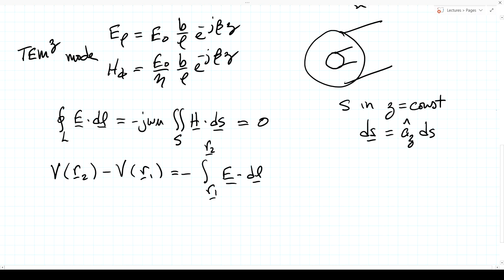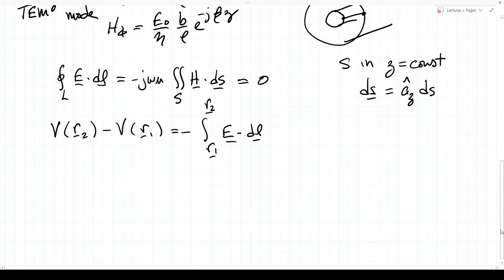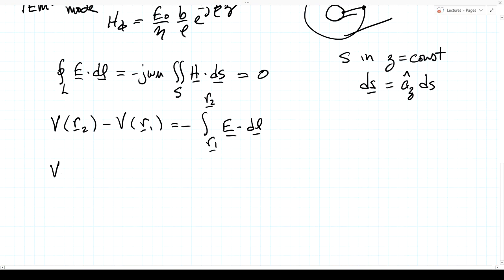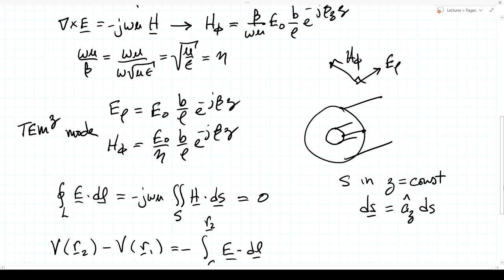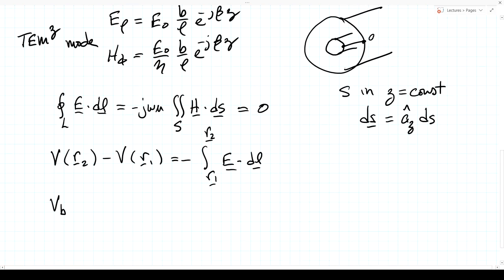And so if we take that and do an integral from the inner conductor to the outer conductor along the rho direction, let's do it from the outer conductor at rho equal to a to the inner conductor at rho equal to b. Usually the outer conductor would be the ground and the inner conductor would be the live wire, the signal wire. So V_b minus V_a then would be minus E0 b, just using this expression here.